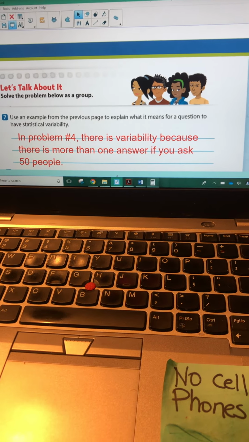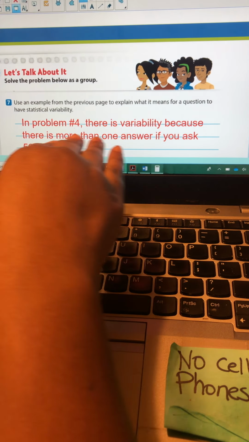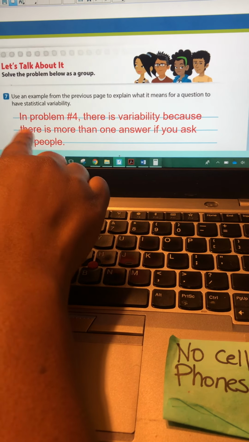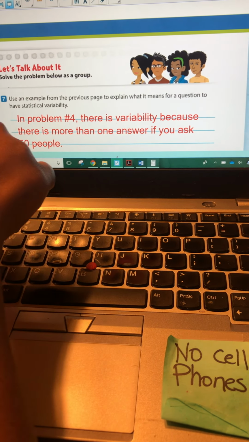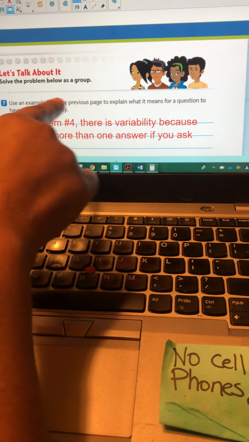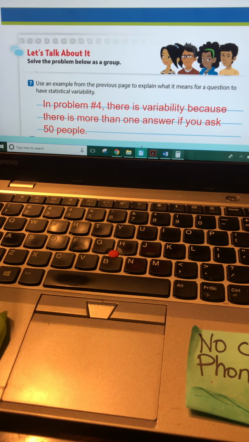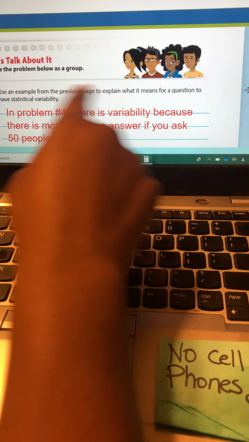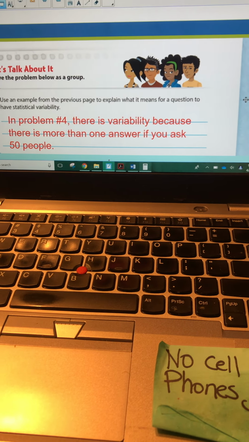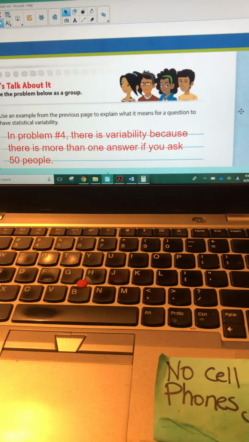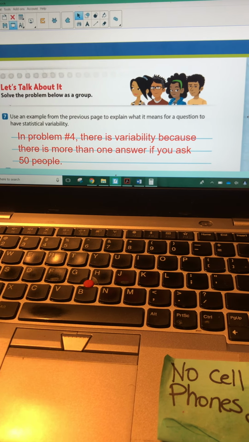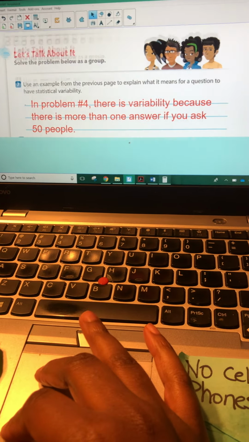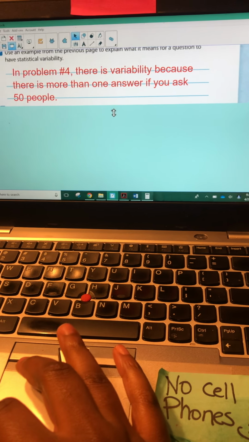So in problem number 4, there is variability because there is more than one answer if you ask 50 people. So you could use any example from the previous page, from 2 through 5, to explain what it means if that question has statistical variability. I just randomly chose number 4, and if I ask 50 people, I'm going to have a variety of answers.